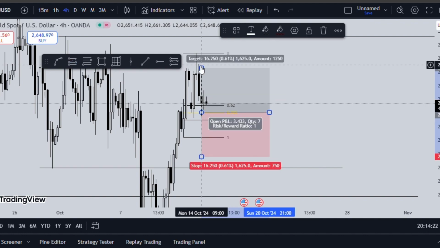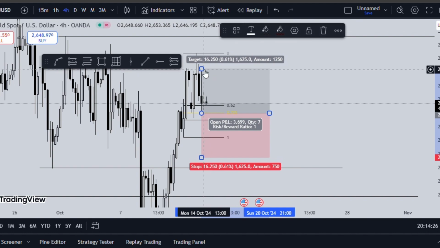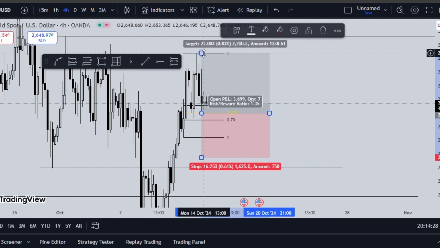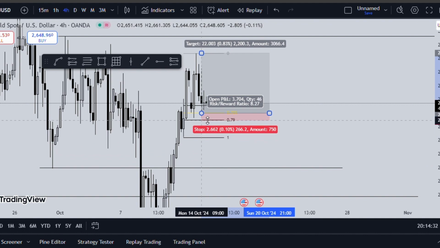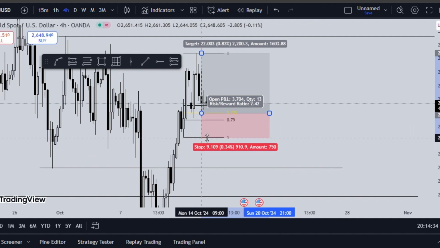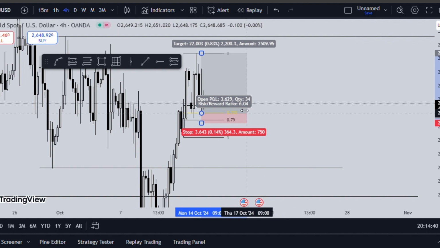I was reading this trade. I already analyzed this trade during the day. Then most of the time I put my stop loss over here. But it depends on what you are willing to risk. But for me, I put my stop loss over here.